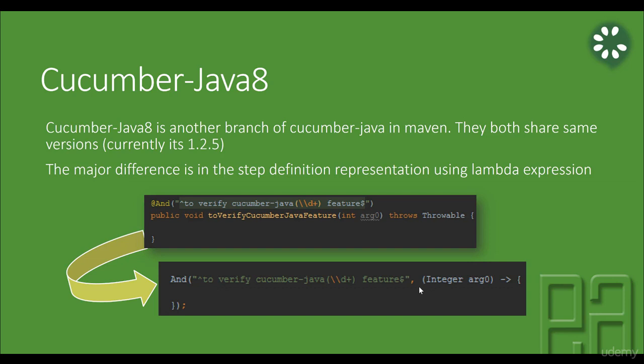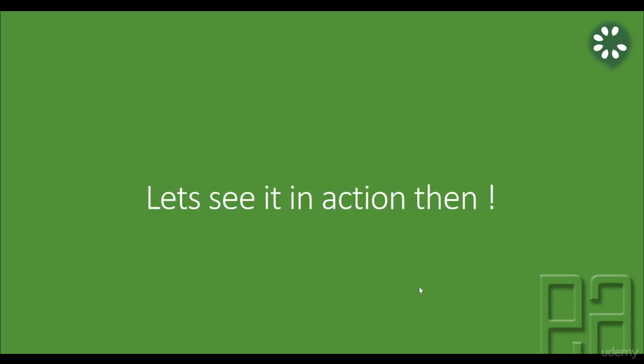And you can see that the public void method name to verify the Cucumber Java feature is completely missing, including the throws throwable in the method. The reason is that this is an anonymous method or lambda expression available out of the box in Java 8. This is really cool because it reduces the amount of typing that you do. It is also interesting to see that lambda expression is being implemented in Java after a pretty long time, whereas C# has had this feature for a very long time. So let's quickly see this in action and see how things work with Cucumber for Java 8.